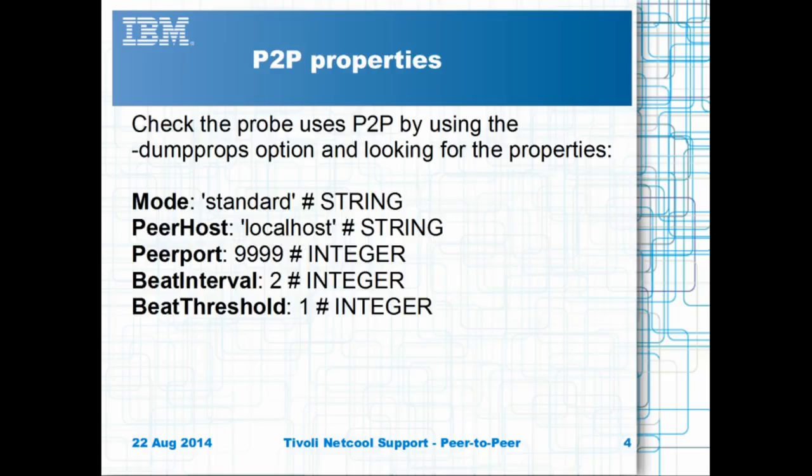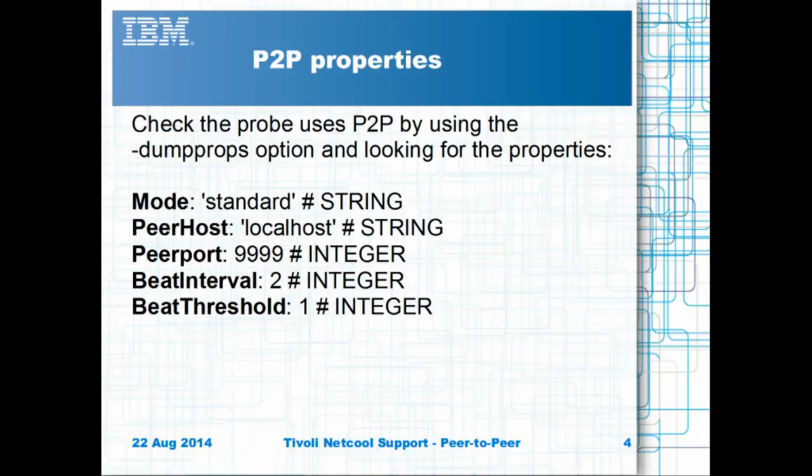The peer-to-peer properties are shown here. Mode is either master or slave, with the peer host being set to the remote probe server's IP address. The peer port should be a port that is free to use on both the master and slave servers. In a firewall environment, this port needs to be opened between the master and slave servers.